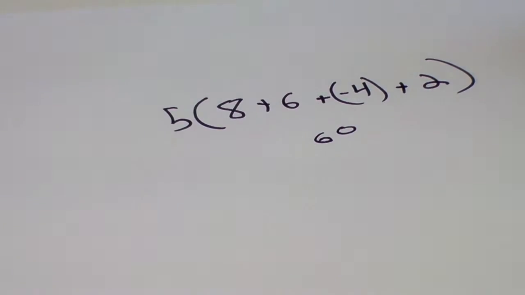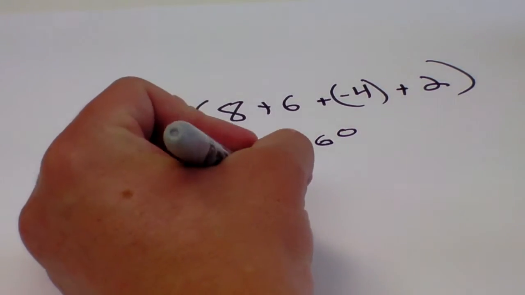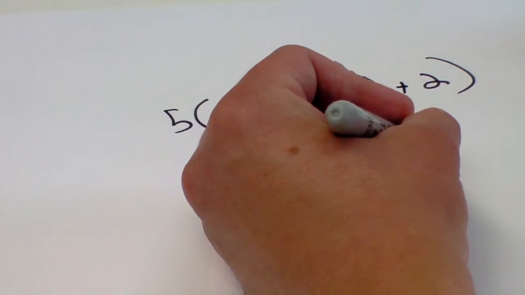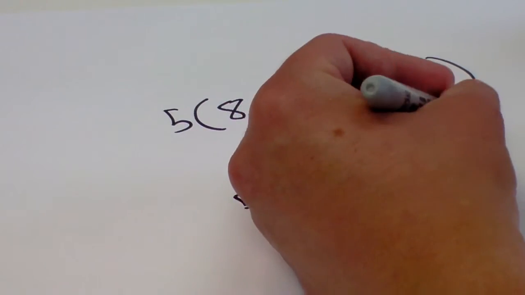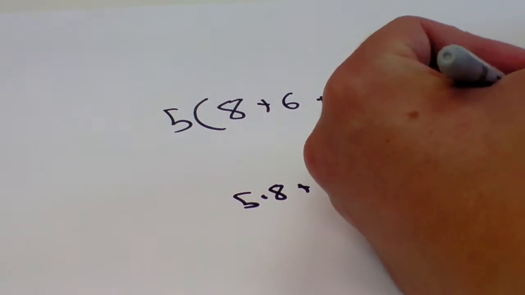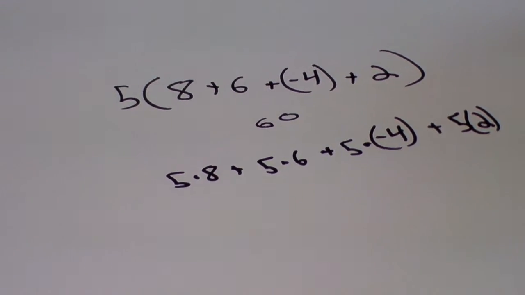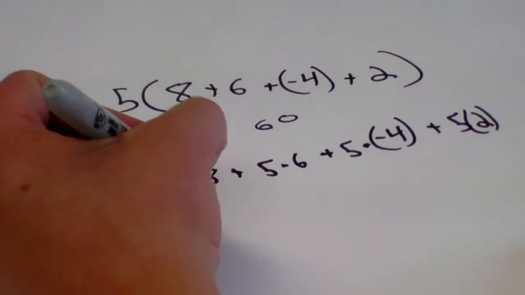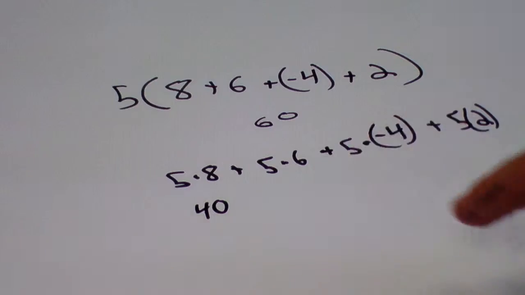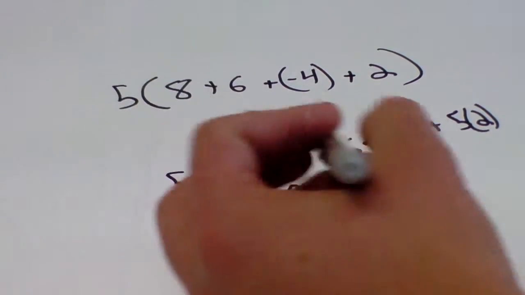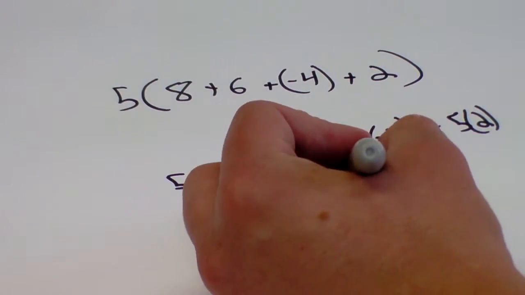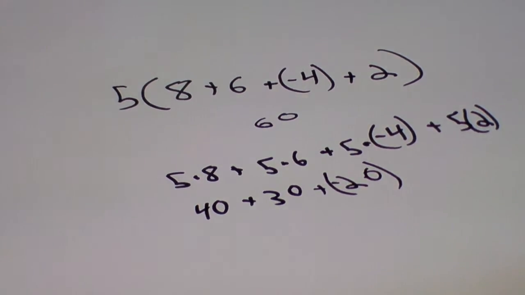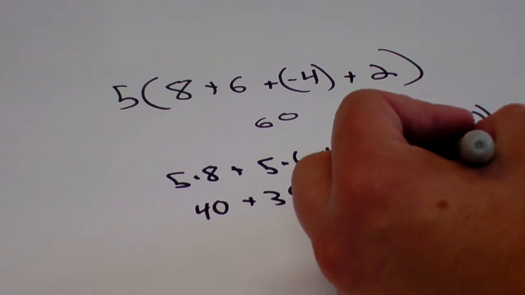But I can rewrite that as 5 times 8 plus 5 times 6 plus 5 times negative 4 plus 5 times 2. And what that's going to give me is 8 times 5 is 40. 6 times 5 is 30. 5 times negative 4 is 20. Or sorry, 5 times negative 4 is negative 20. And then 5 times 2 is 10.